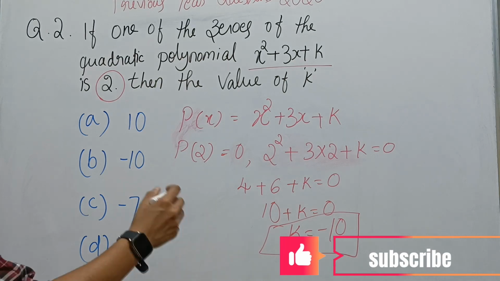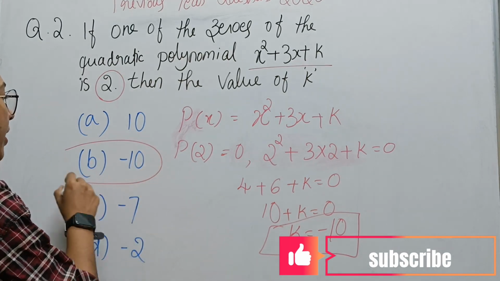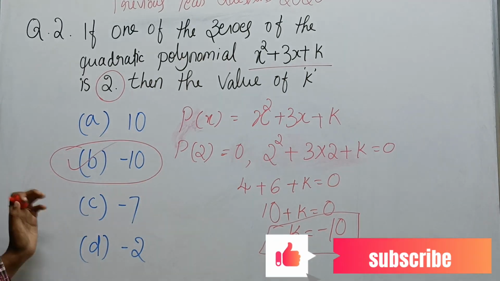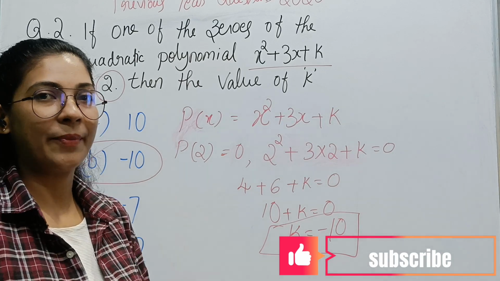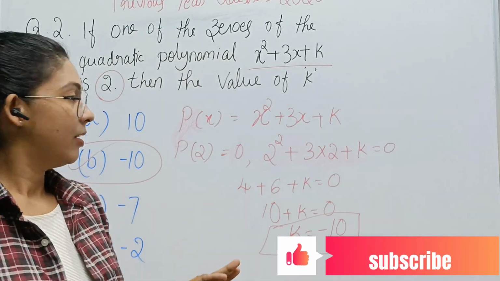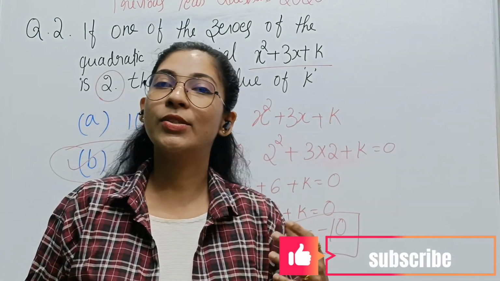So the value of k is minus 10 and option B is the right answer. It's a very simple question. So practice well. Okay, so let's solve the next question.